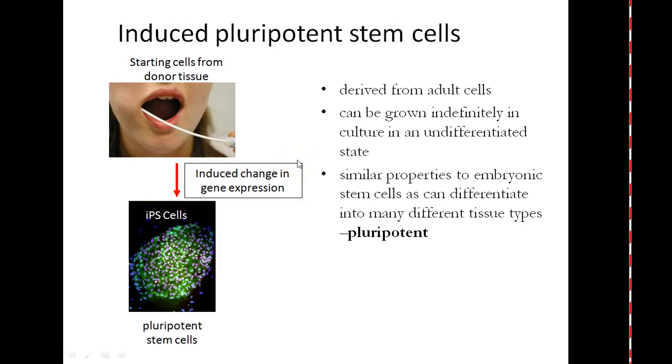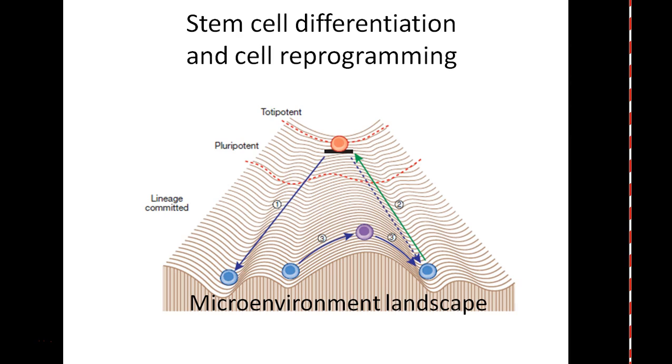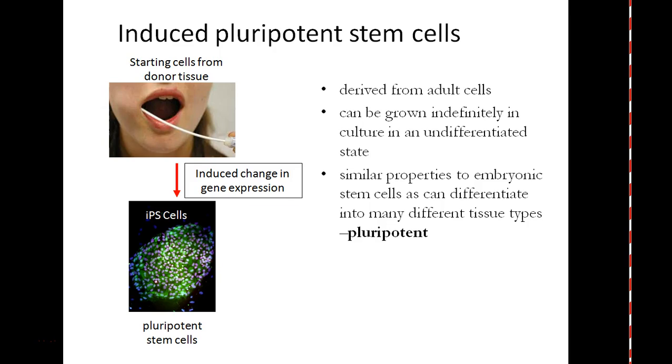And they can be derived from the patient, from pretty much anybody, and we can culture them in the laboratory. We have the ability to differentiate them into different cells and use them in different applications. And I will talk about the mechanisms of how we go from the adult cell to the induced pluripotent stem cell in a little bit.